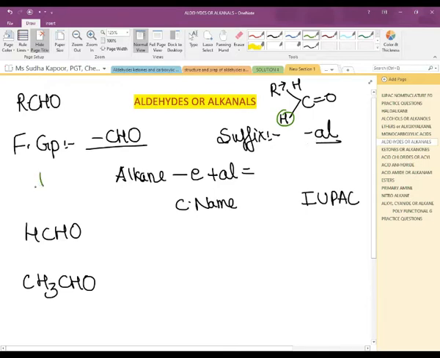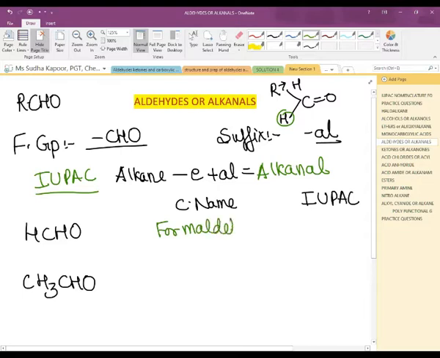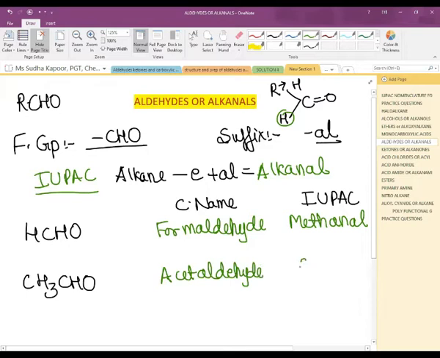How is the IUPAC name given to it? It is given as alkane, remove E, add al. So the name becomes alkanal. The smallest aldehyde is HCHO, which in the common name is known as formaldehyde, and in the IUPAC, it is known as methanal. CH3CHO, in the common, is known as acetaldehyde, and in the IUPAC system, it is known as ethanal.